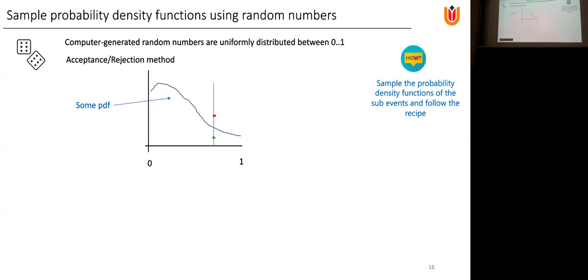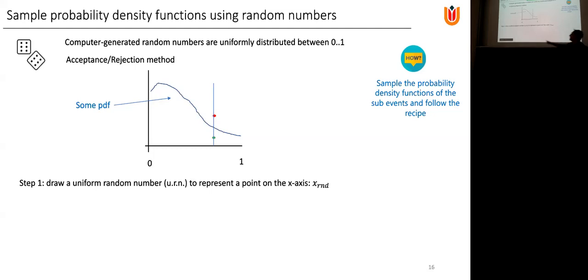For this particular method, you draw a random number first that represents a point on the x-axis, somewhere over here. Then in the second step, you draw a fresh one to represent the point on the vertical axis, the y-axis. And then there are two options: either that point falls below the curve or it falls above the curve.